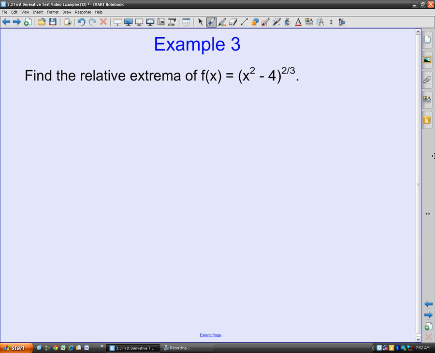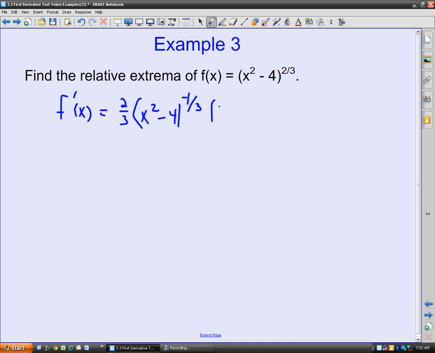So in order to do so, we're going to take the derivative of the function. This time it looks like it's going to take a chain rule. And so when I take the derivative, I get 2/3 times x squared minus 4 to the negative 1/3. And then I take the derivative of the inside, which is 2x.